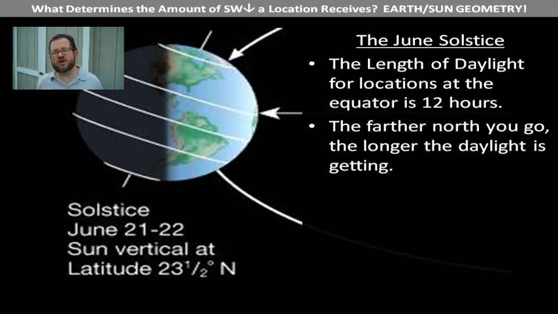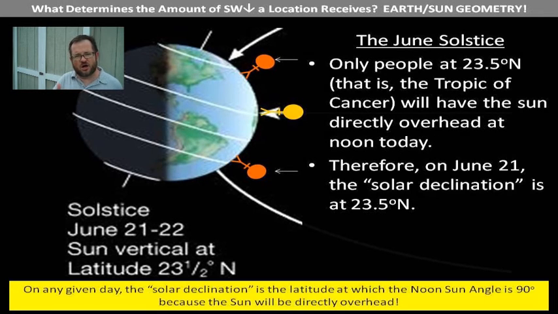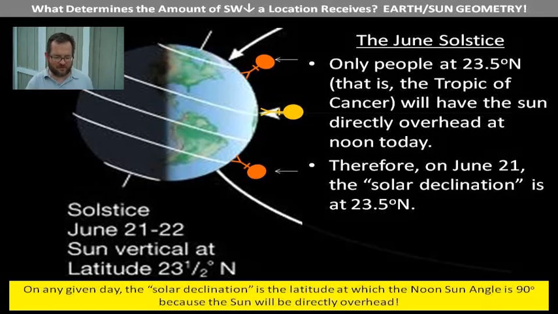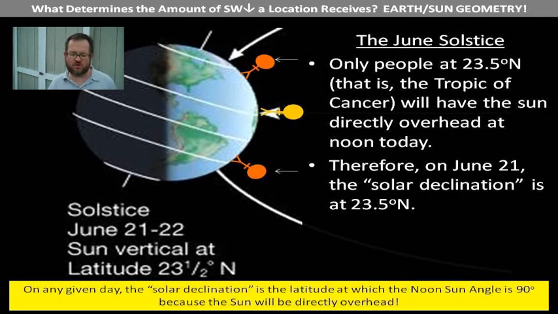So the farther north you go, the longer the lengths of daylight are going to be getting. On the June solstice, June 21st, only the people at the Tropic of Cancer, 23.5 degrees north, are going to have the sun directly overhead. That's an important term. That means that 23.5 degrees north is the solar declination on that day.